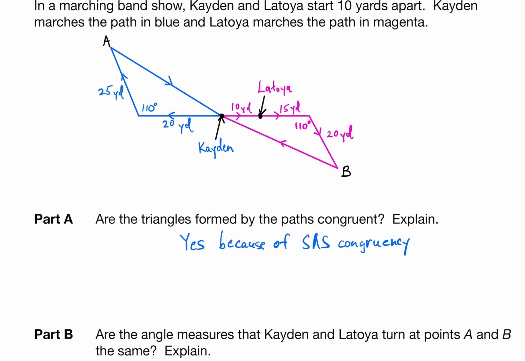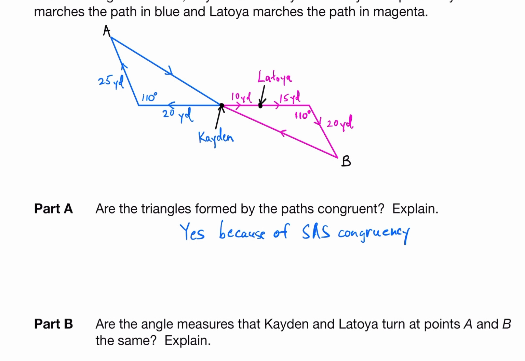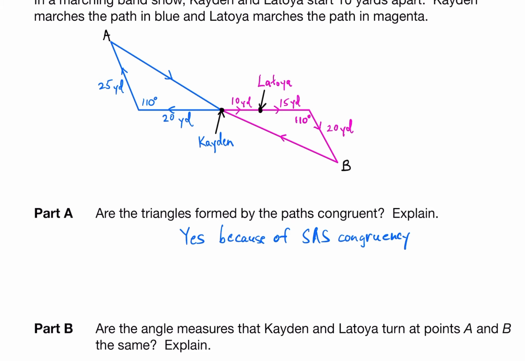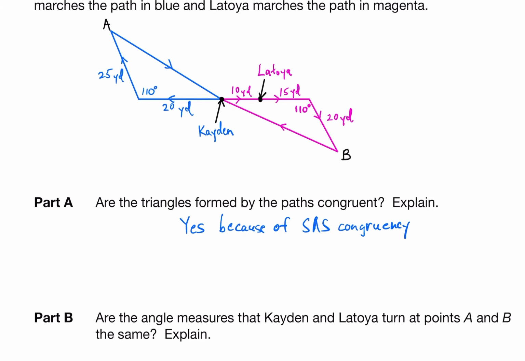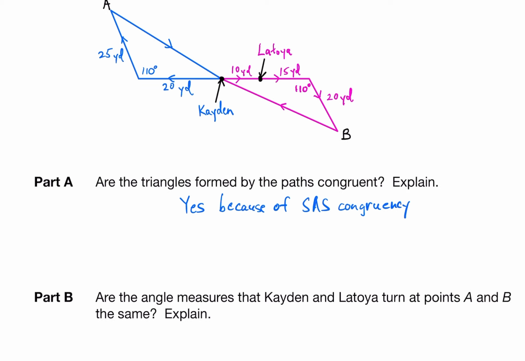Okay, so let's move on to part B. Are the angle measures that Caden and Latoya turn at points A and B the same? Okay, so is this angle equal to this angle? Well, based on the second theorem that we learned, we just proved or demonstrated that because of side, angle, side, we know that this triangle is the same or congruent to this triangle. So the blue triangle is congruent to the magenta triangle, okay?